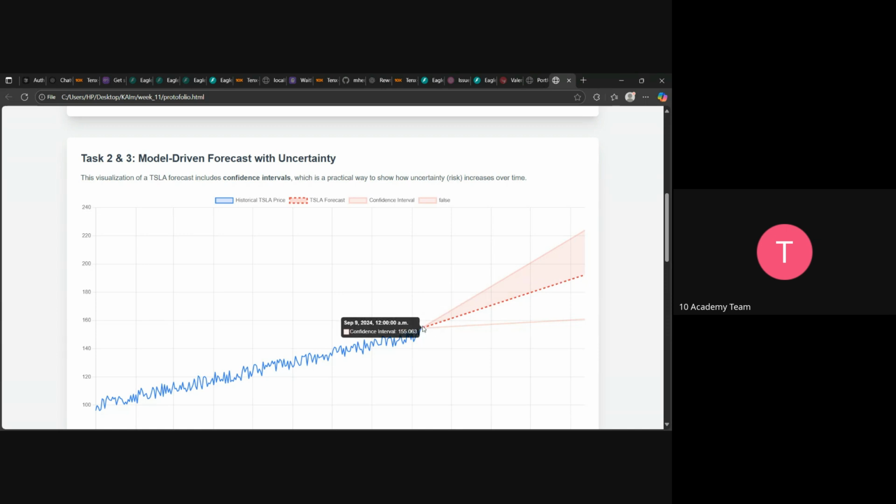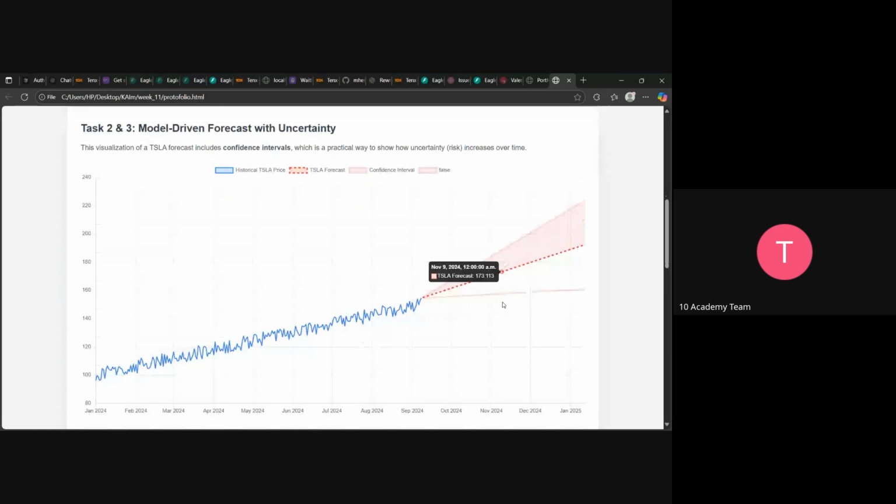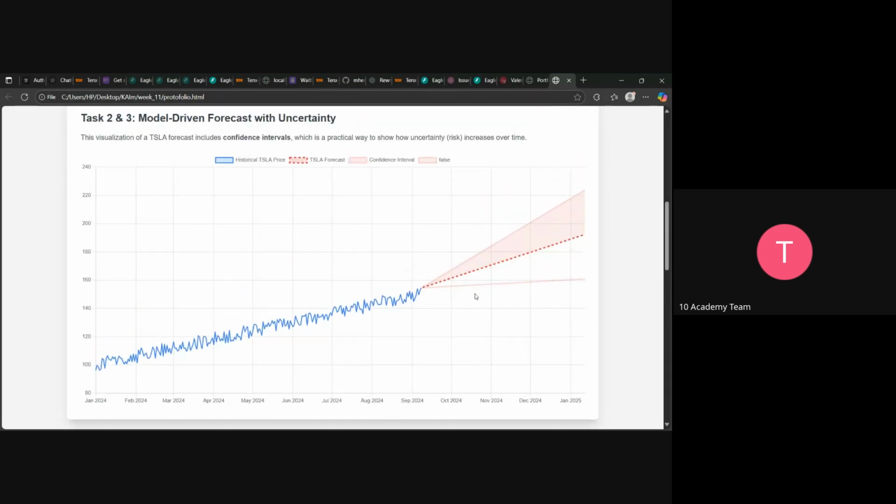It's maybe on a specific confidence interval where it's 155, and it's just the date. So this is the prediction that is made by our model. So here is the forecast. Specifically, the days are here and the price is here.